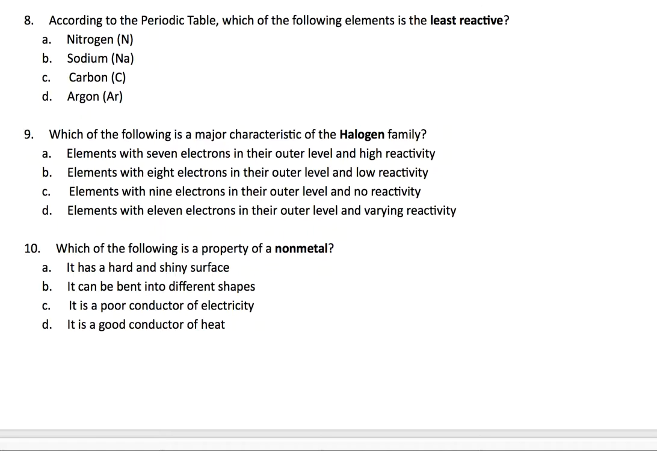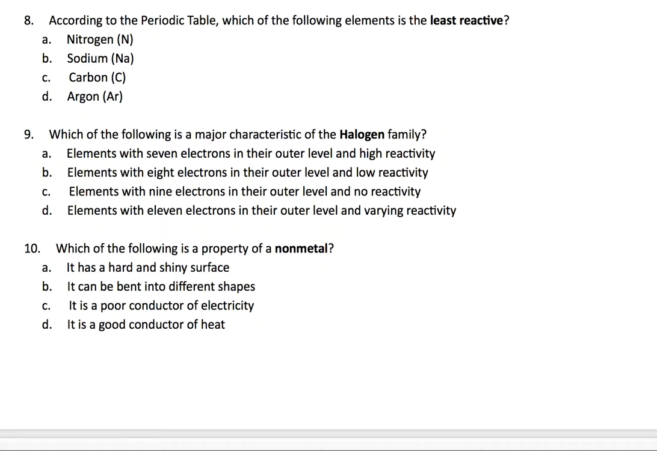Question 9. Which of the following is a major characteristic of the halogen family? A, elements with 7 electrons in their outer level and high reactivity. B, elements with 8 electrons in their outer level and low reactivity. C, elements with 9 electrons in their outer level and no reactivity. D, elements with 11 electrons in their outer level and varying reactivity.